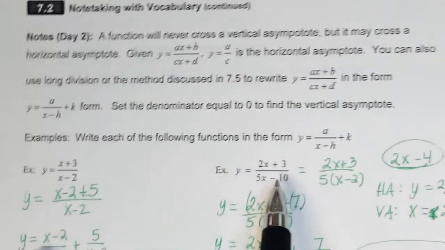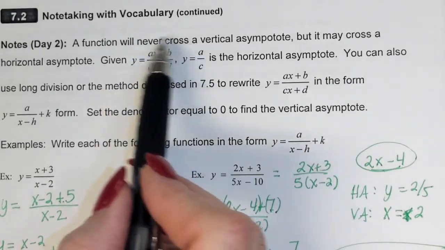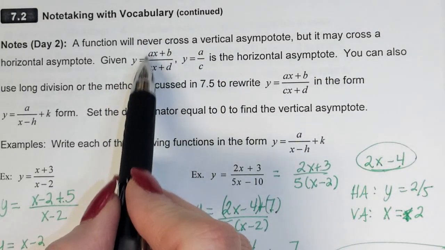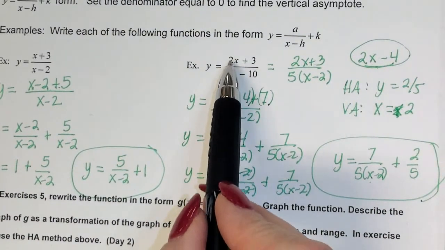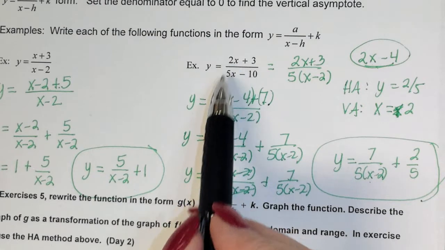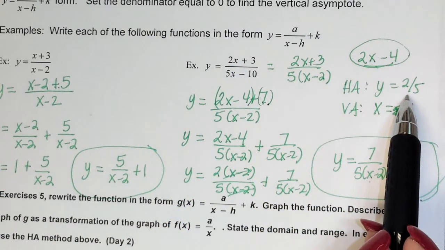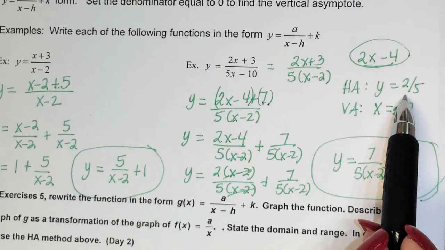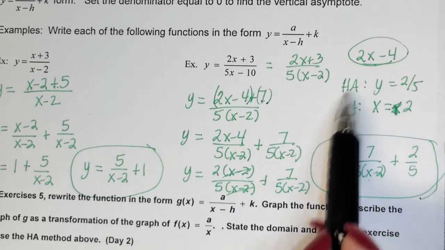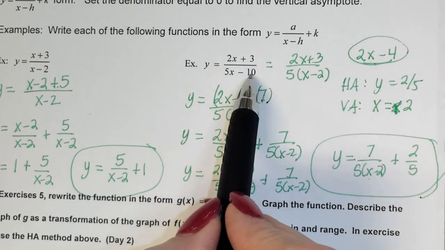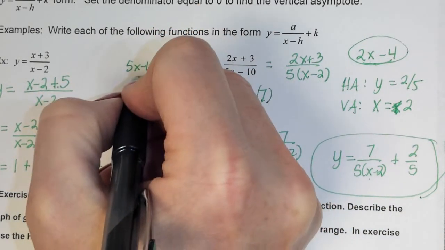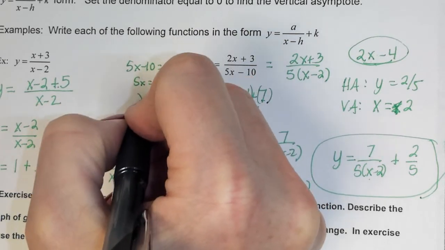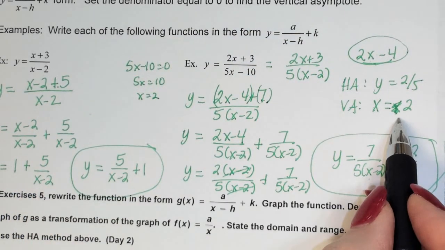But look at what it says up here. If we have it in this form, y equals a over c is the horizontal asymptote. Could I have just gotten that horizontal asymptote by just doing 2/5? Isn't that what it was? See how that's a lot easier to find the horizontal asymptote that way? And the vertical asymptote, I just would look at this and I would say, what makes that equal 0? And we would get x equals 2.